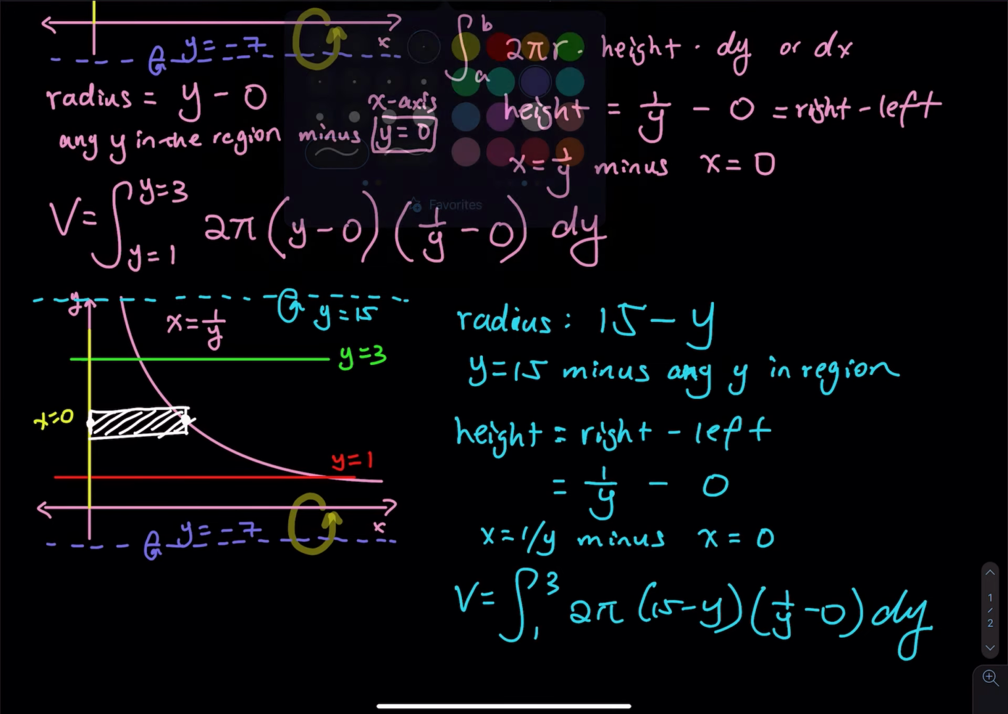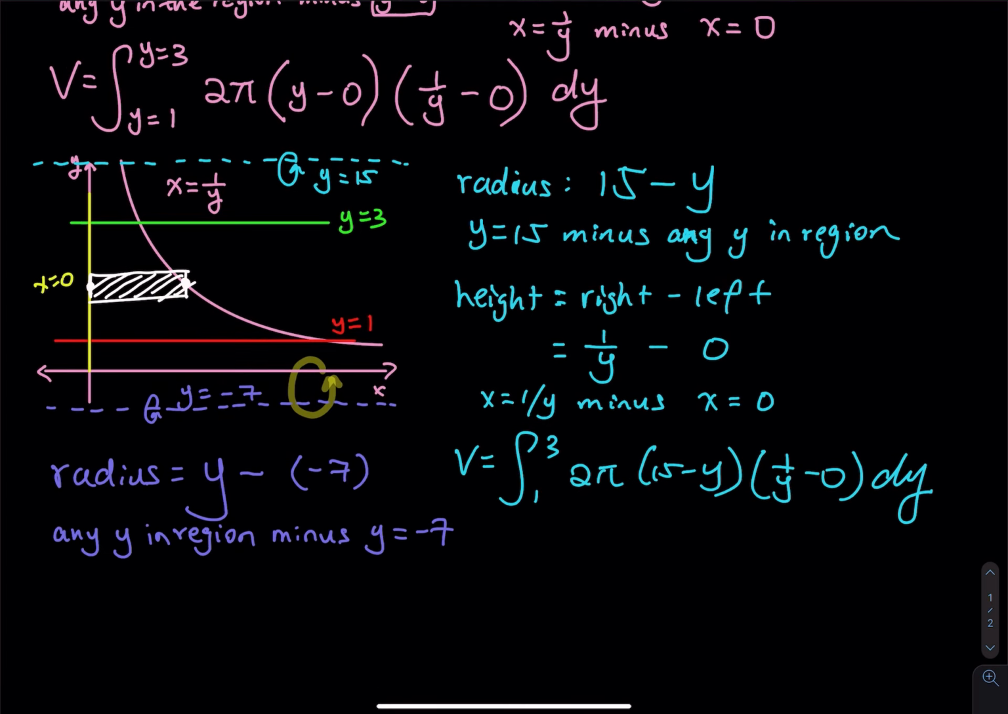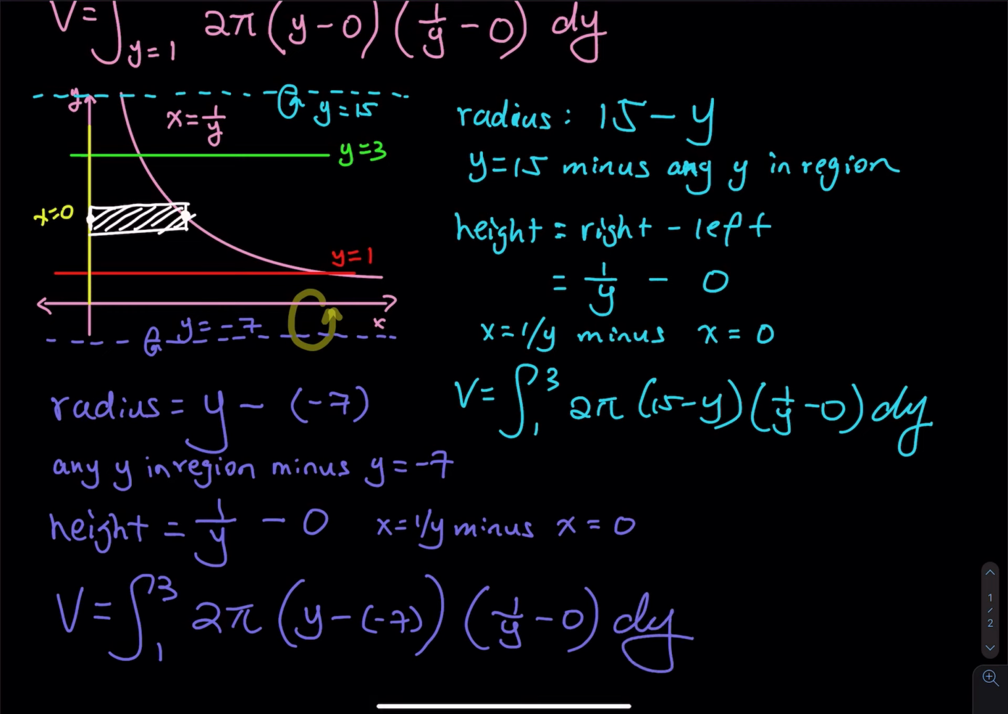Let's take care of the purple what if, y equals -7. How does that affect the radius? Top minus bottom. So this time it will be any y in the region bounded by the given function, minus y equals -7. And then the height, no change. It is still the right curve minus the left curve, which is x equals 1 over y minus x equals 0. And then we set up the integral for the volume. Y goes from 1 to 3, and then we have 2 pi times radius (y minus -7). Do not simplify that. And then 1 over y minus 0, and this is over dy. So that is what if the revolution axis is y equals -7.